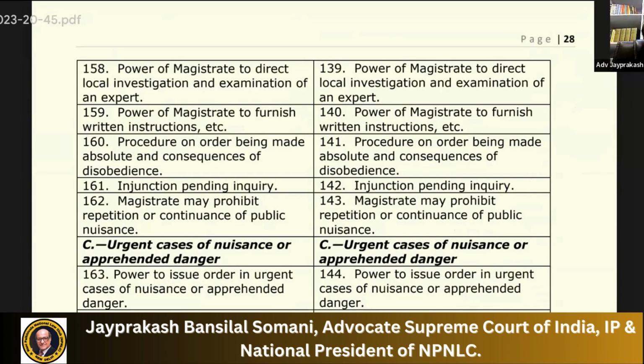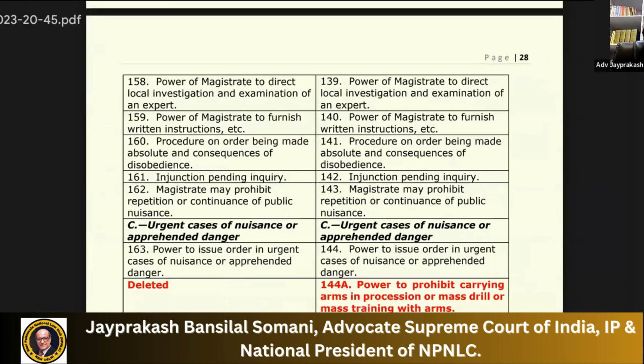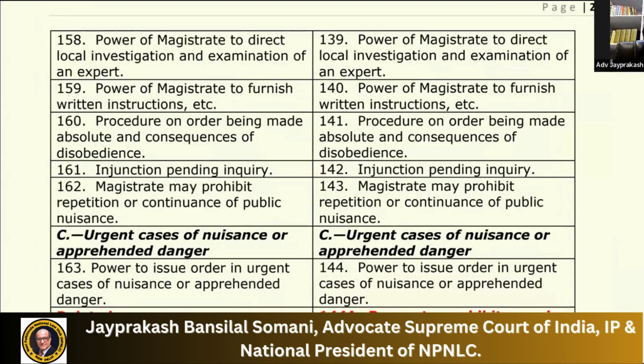BNSS section 159, power of magistrate to furnish written instructions, etc. Its earlier section was in CrPC 140. BNSS section 160, procedure on order being made absolute and consequence of disobedience. Its earlier section was in CrPC 141.